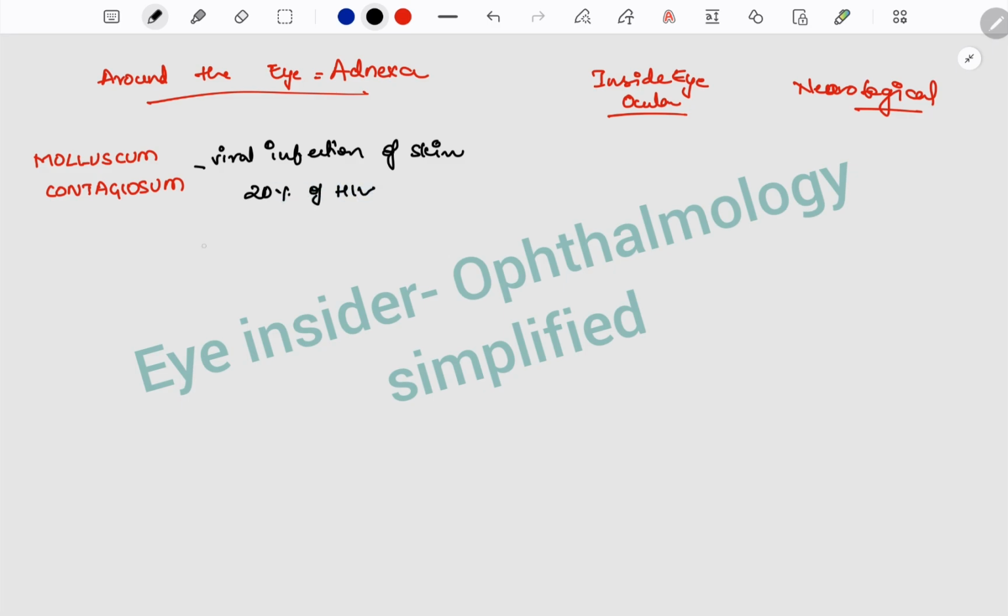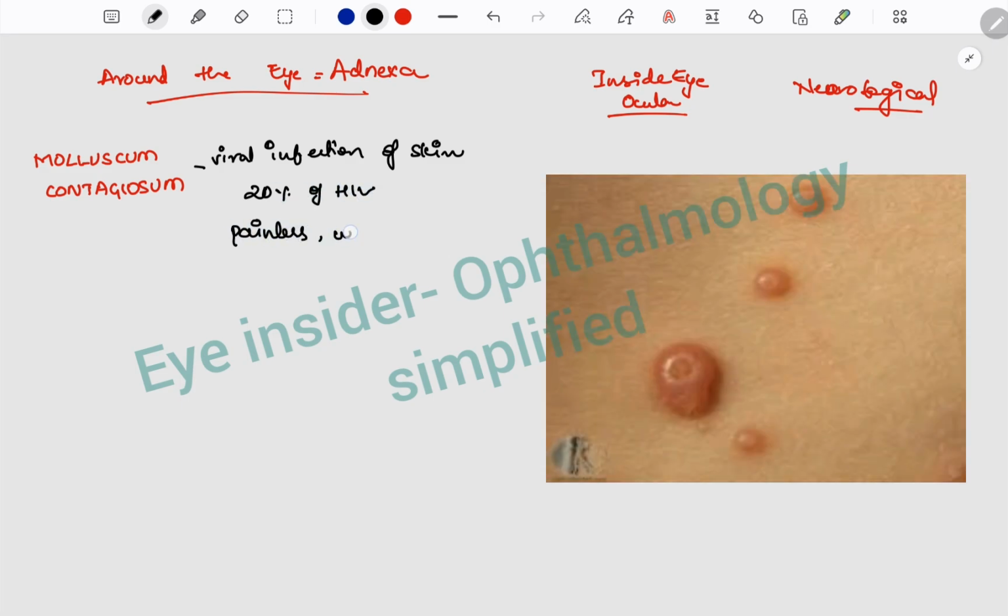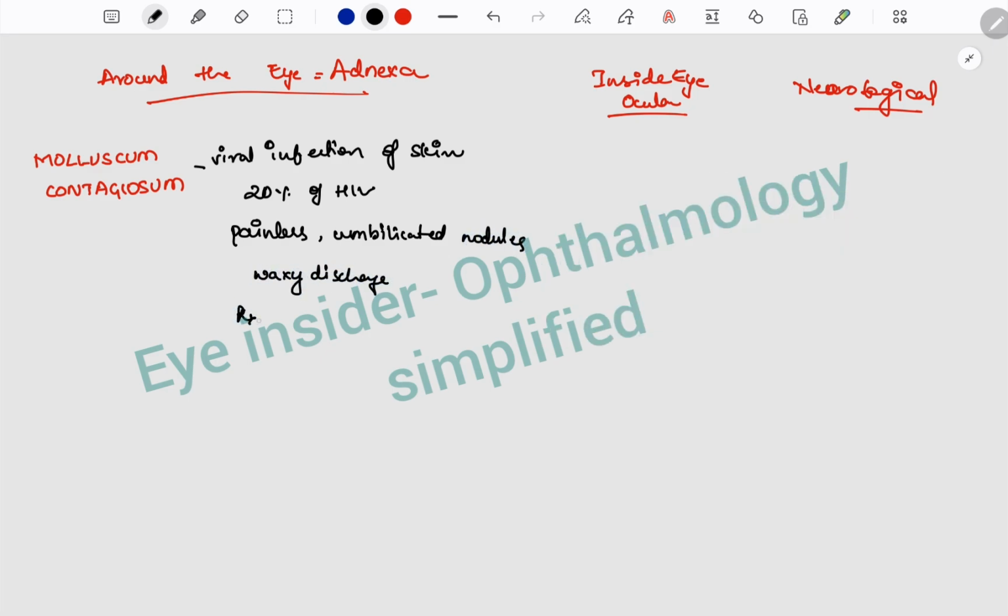Molluscum contagiosum is a viral infection of the skin. It is seen in 20% of cases of HIV. It is a painless umbilicated nodular lesion which on pressing reveals waxy discharge. The treatment is with excision and curettage or cryotherapy.